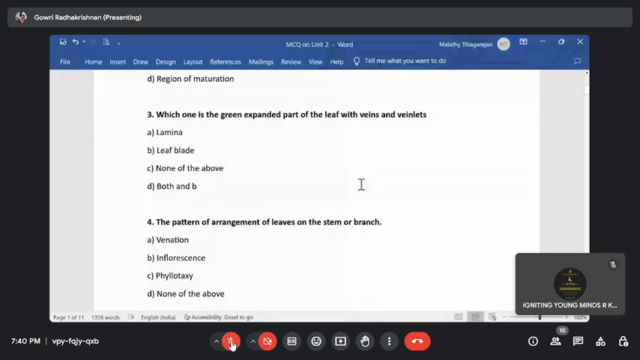All right. Then the third one. Which one is the green expanded part of the leaf with veins and veinlets? Option D, ma'am. Option D, both A and B, lamina and leaf blade. Oh, I've left out A there. It's A and B. Option D.